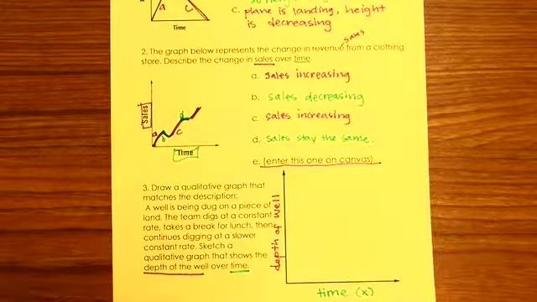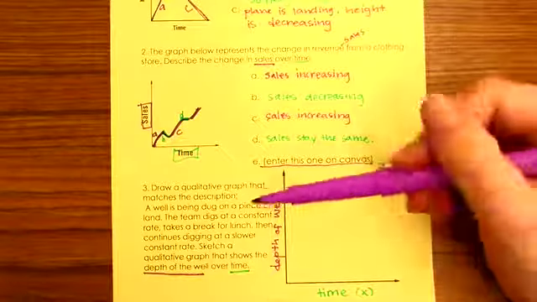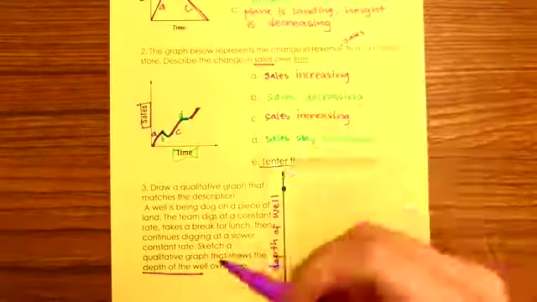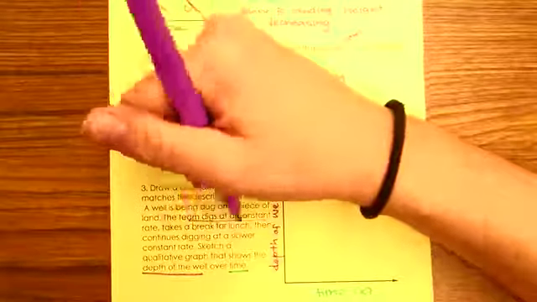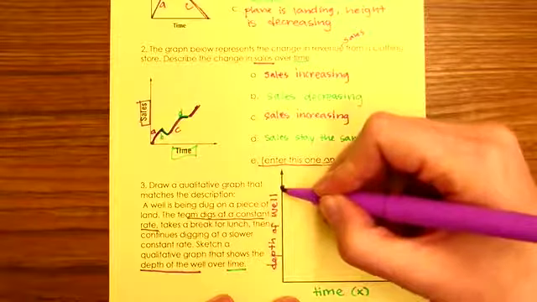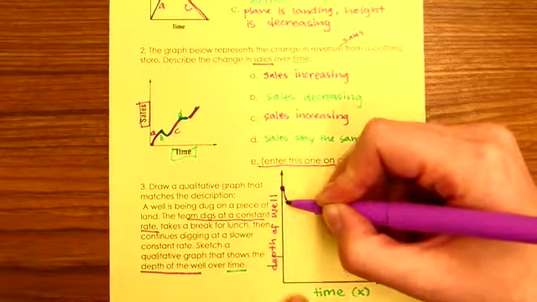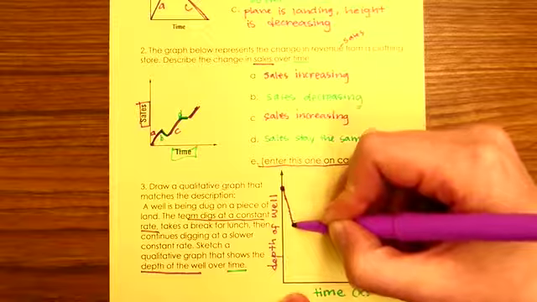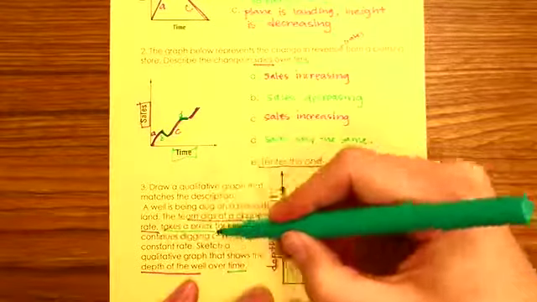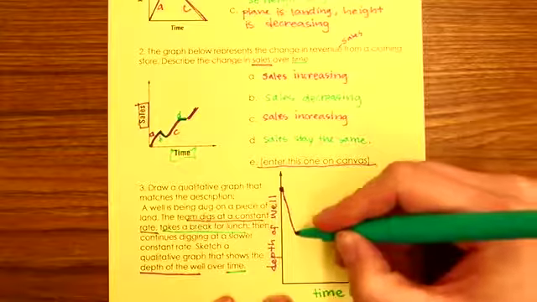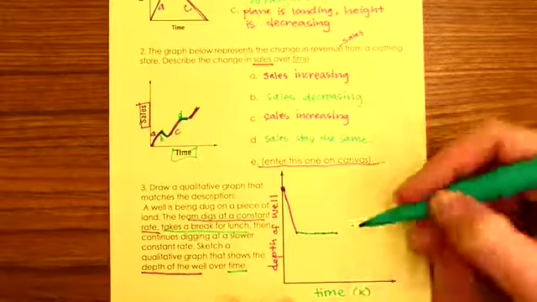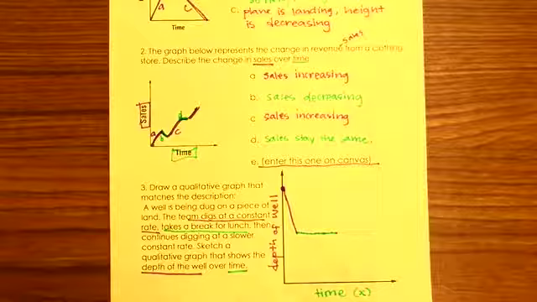So let's go back to this description. A well is being dug on a piece of land. So let's say we start up here at ground level. The team digs at a constant rate. So our first part here, let's say they're digging at a constant rate. They're going down in the ground. So the depth, we're going down, down, down. Then it says, takes a break for lunch. So the depth of the well for a short time while they're eating lunch stays the same. It's not getting any lower. It's staying the same while they're eating lunch.